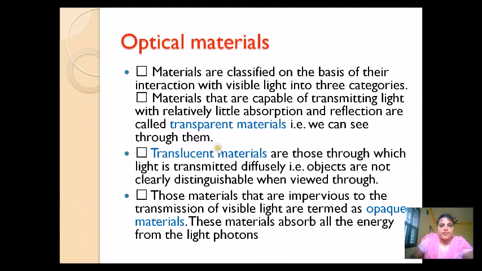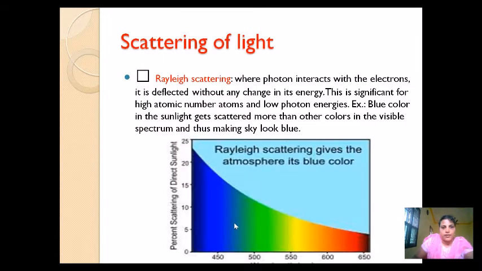The second type is translucent material, in which light is transmitted diffusively. That is, the objects are not clearly distinguishable when viewed through. The third type is called opaque material, and they are impervious to the transmission of visible light. That is, we cannot see the objects on the other side of the material. These materials actually absorb all the energy from the light photons.